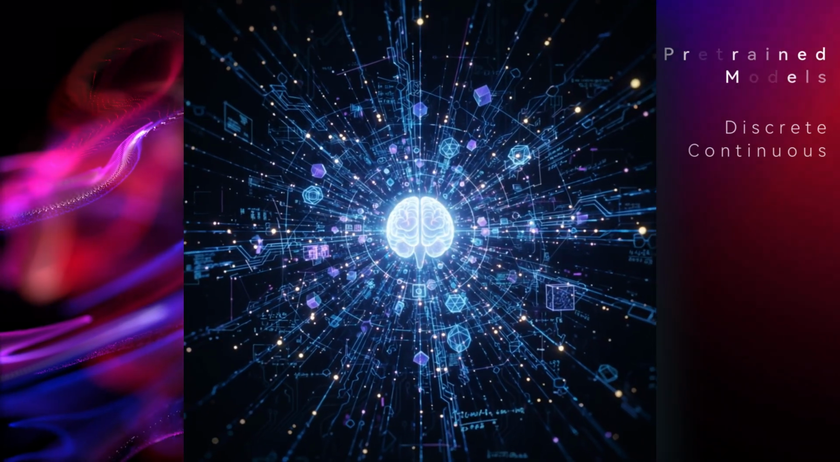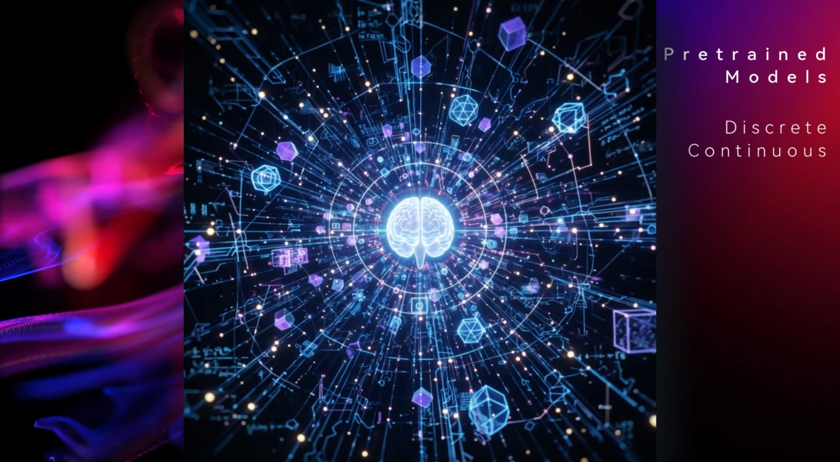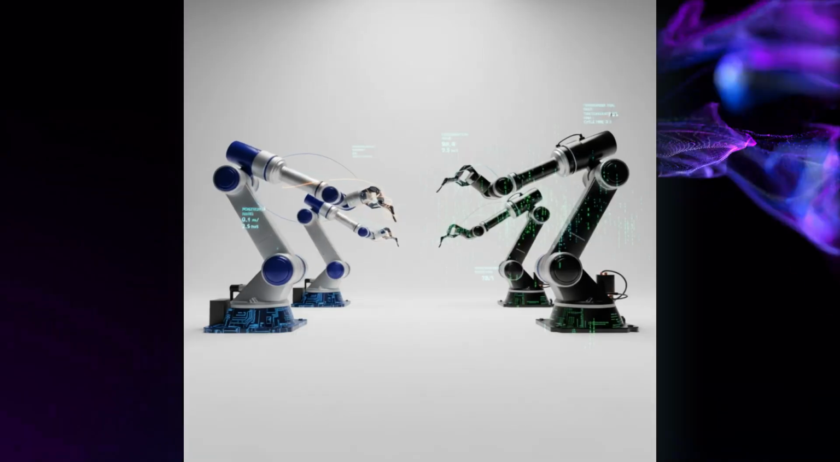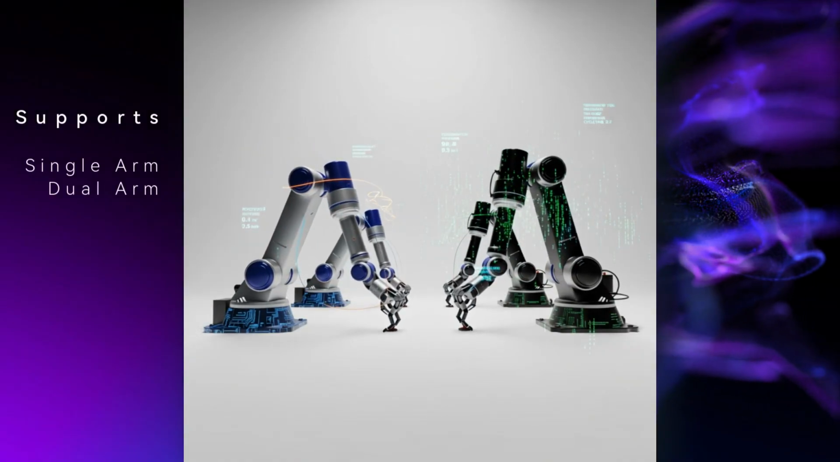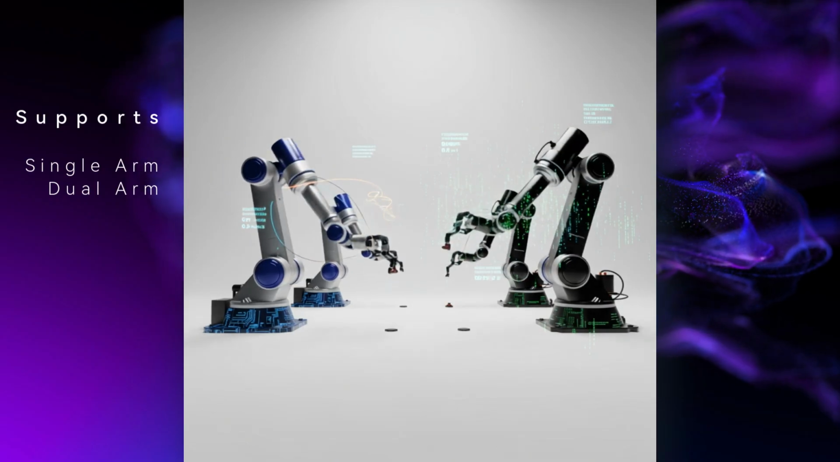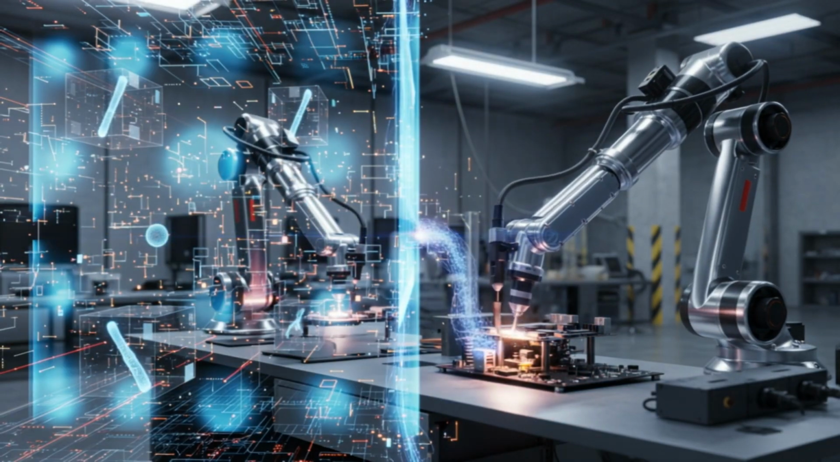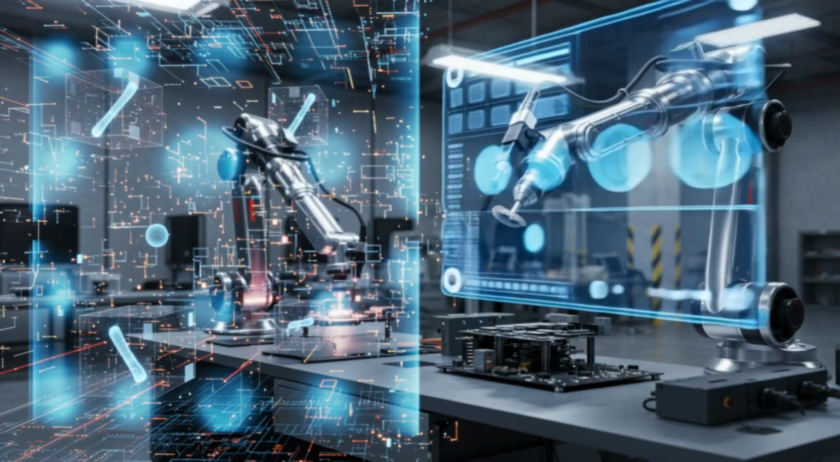Second, comprehensive pre-trained models. Dexbotic doesn't just give you the tools, it gives you a massive head start. They provide both discrete and continuous pre-trained models, including versions for single-arm robots and hybrid 2-arm systems. These models were trained on diverse data sets, including simulations and real-world robot demonstrations.